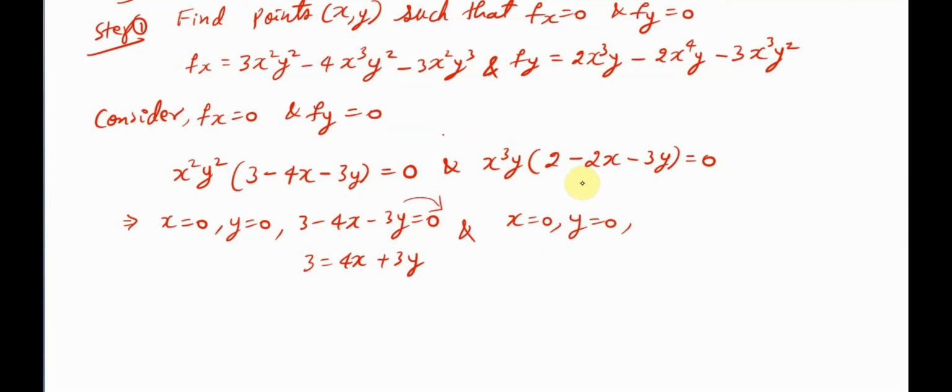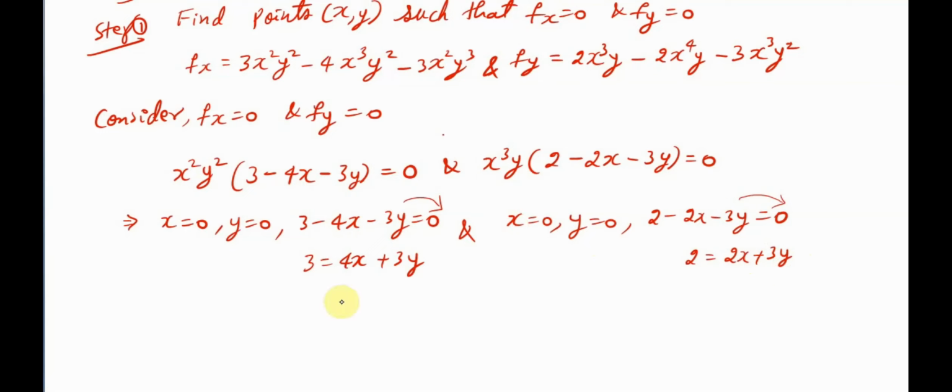Yes, students, or we get 2 minus 2x minus 3y must be 0, so that the full equation will remain 0. So minus 2x and minus 3y, I will bring it to this side. I will get 2 is equal to 2x plus 3y. So like this, if any of the three cases is 0, this full equation will remain 0.